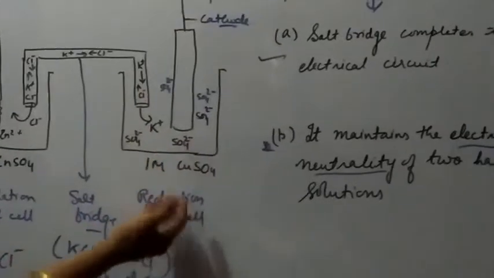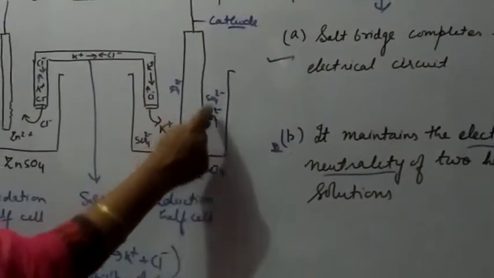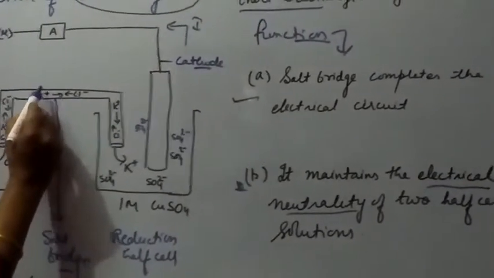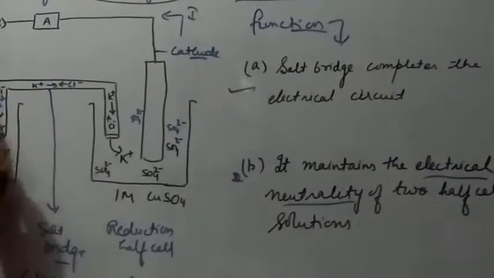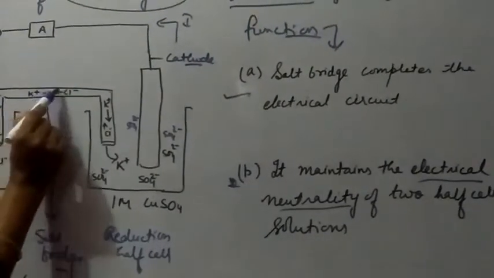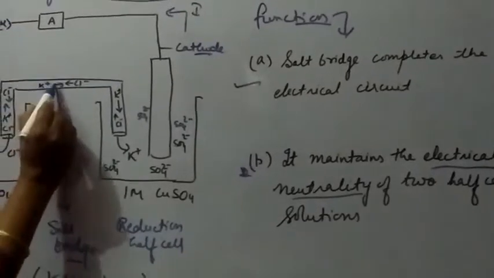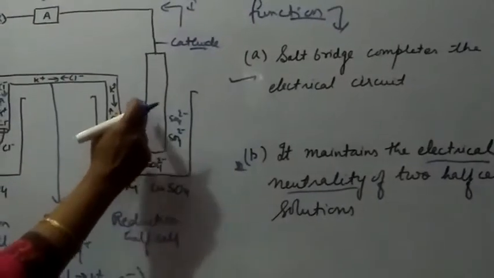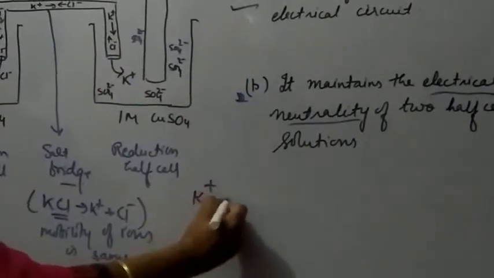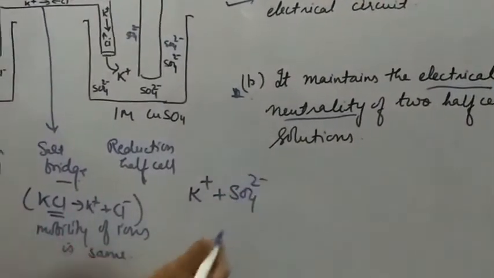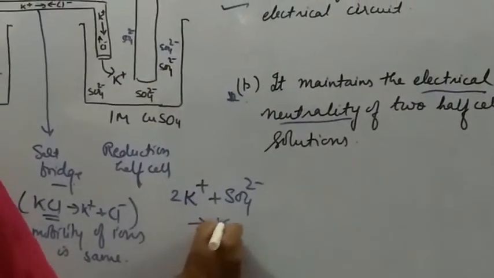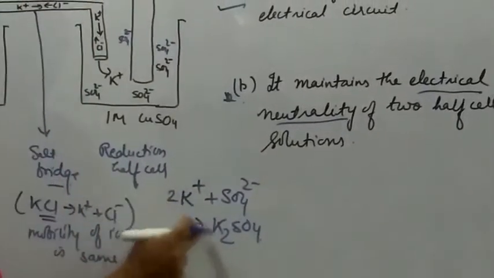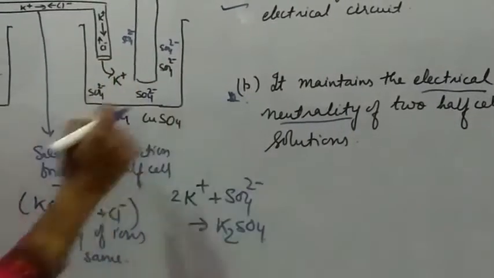Now on the other side, the reduction half cell, we have got the layer of sulfate ion, negative ion, here. So what will happen? From the salt bridge, K positive, a positively charged ion, will make its move. You can see from here it is making its move toward the reduction half cell. This K positive will react with the sulfate ion, SO4 2 negative, to give K2SO4. So here the potassium sulfate will form and it is going to settle down.